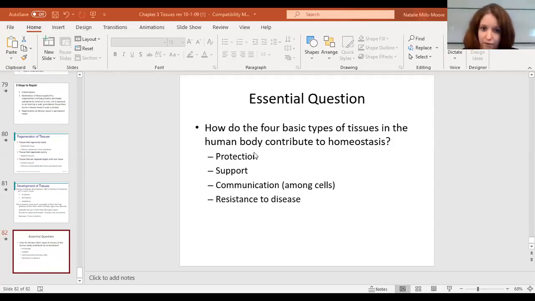And then you had a final essential question. How do the 4 basic types of tissues in the human body contribute to homeostasis? Well, they protect, they support, they provide communication among cells, and they help resistance to disease. So that is the tissues PowerPoint.